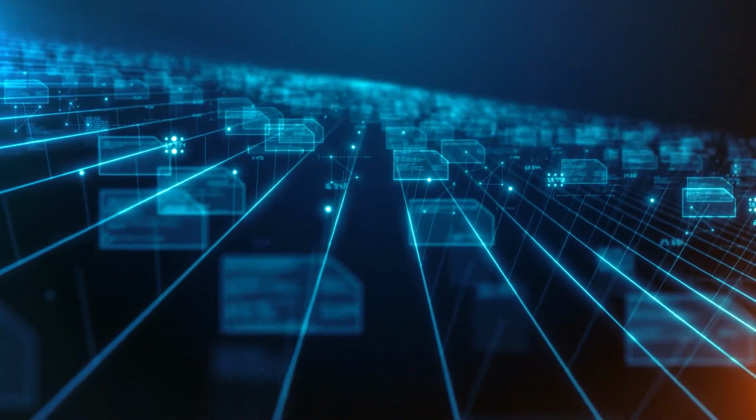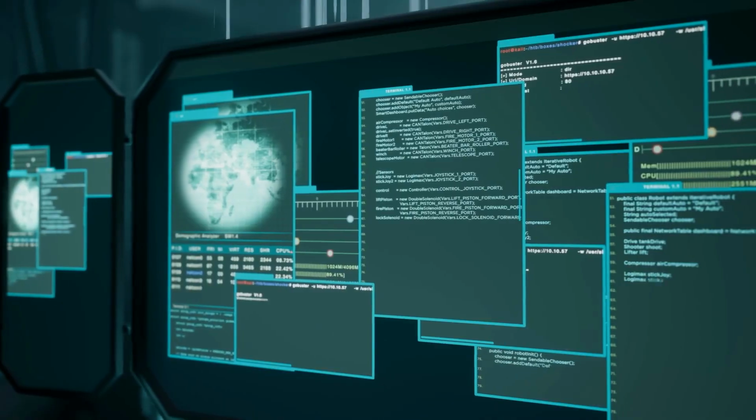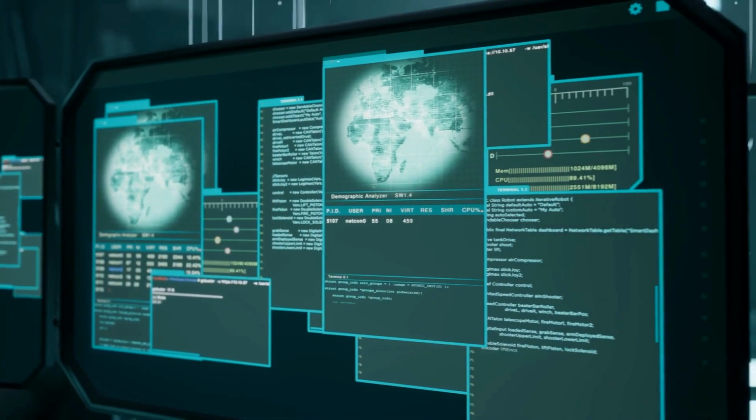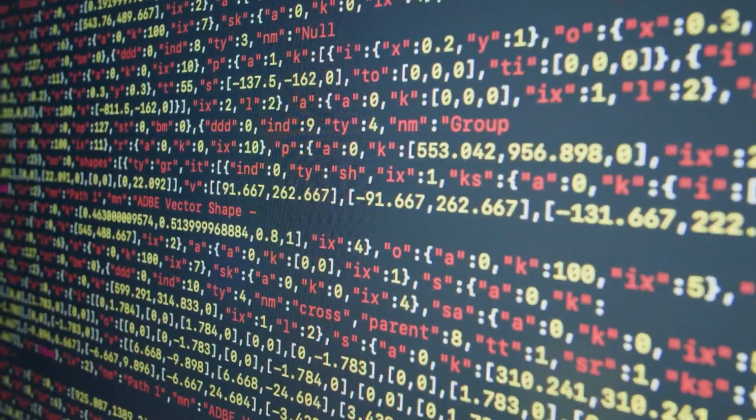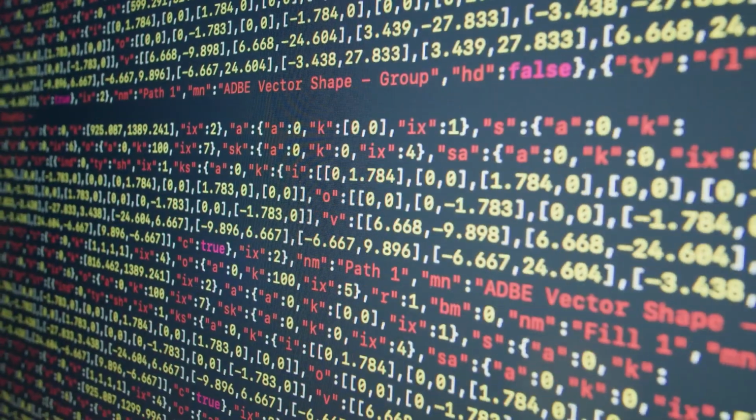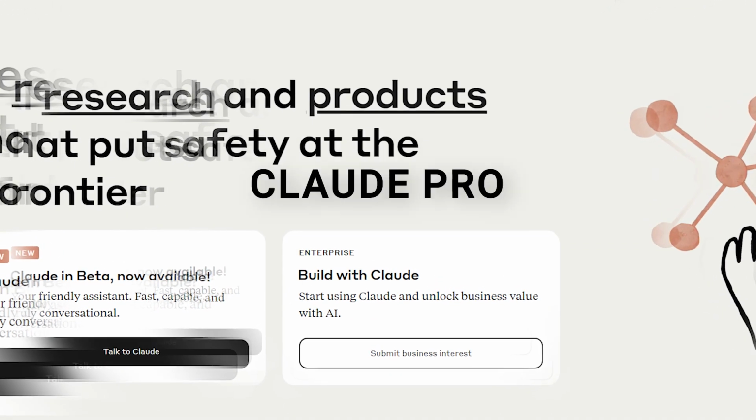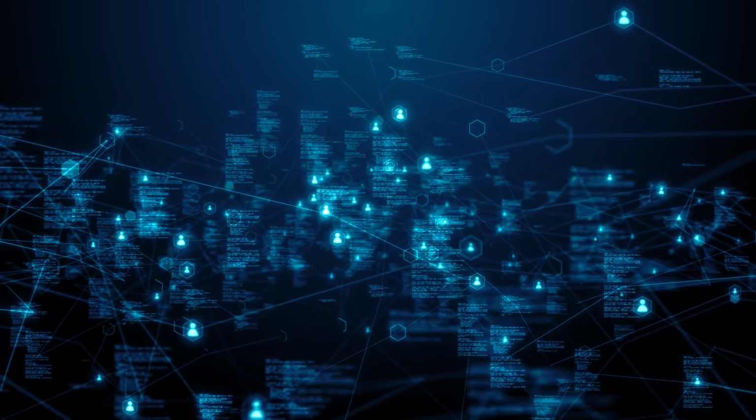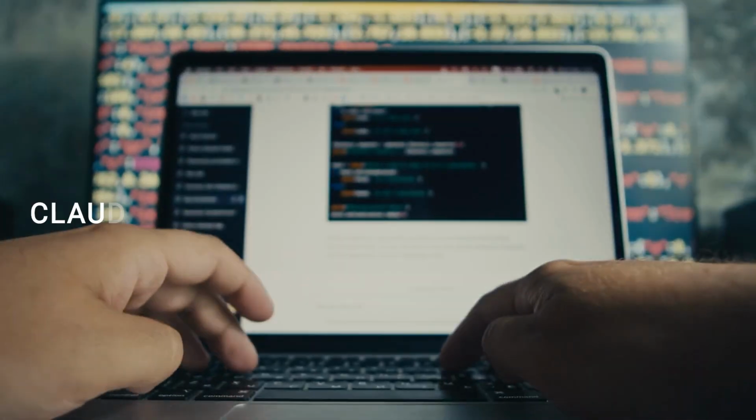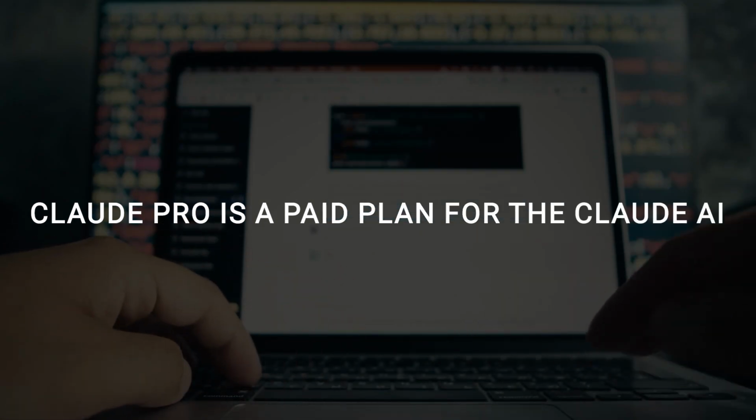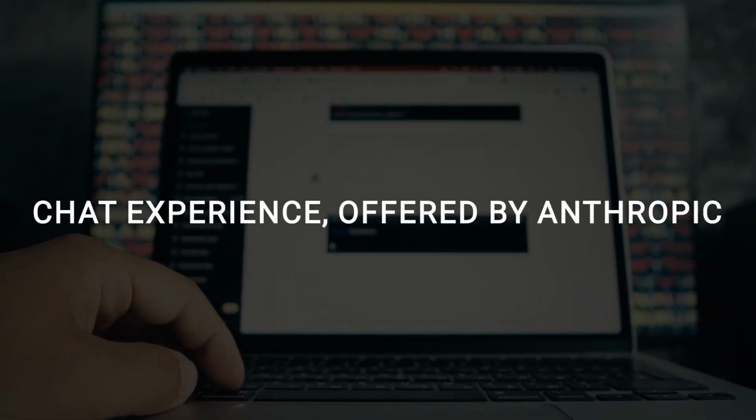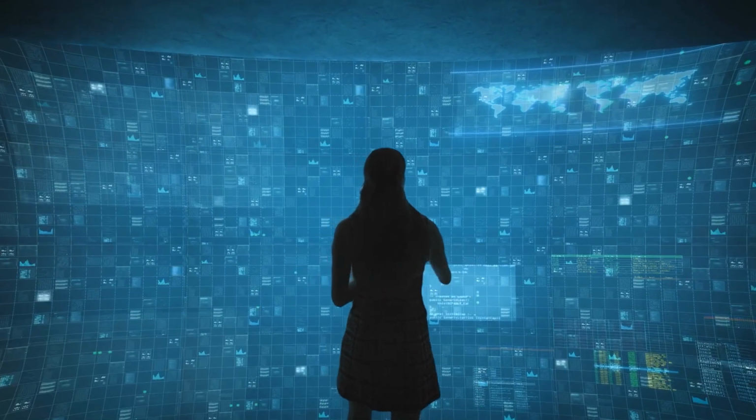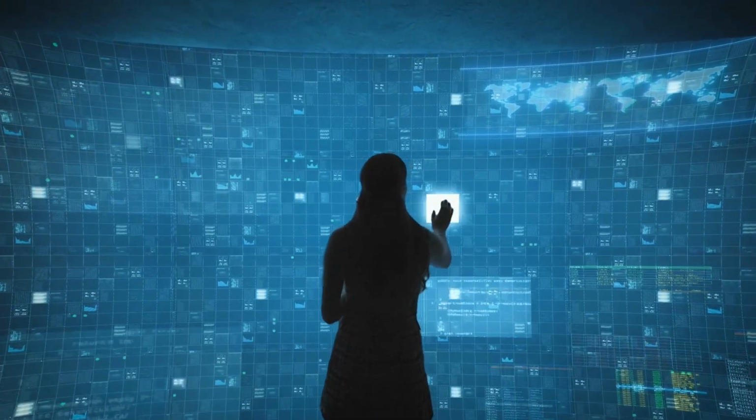Before Claude Pro, Anthropic has been in the news for some really interesting contributions to the AI race, and it seems they're now looking to make more of a mark on the market with the introduction of Claude Pro, which is basically a paid version of Claude AI, offering a lot more than the free version. Claude Pro is a paid plan for the Claude AI chat experience offered by Anthropic. This is more like the best product they're bringing to the market right now.